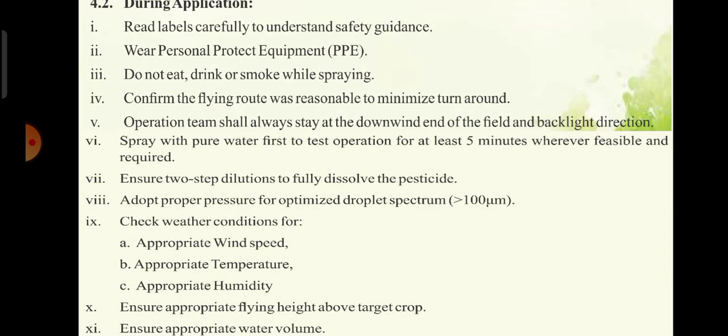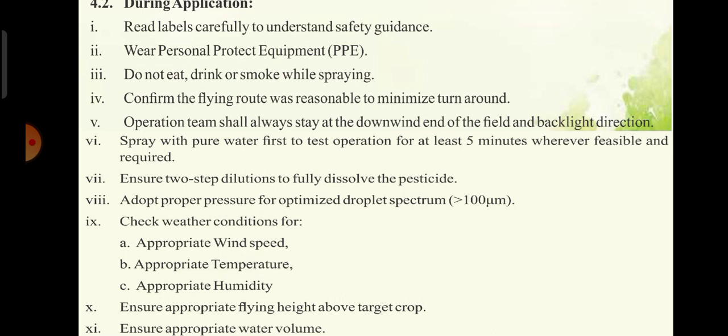Coming to the points during application. While applying, read labels carefully to understand safety guidelines. Wear personal protection equipment, because drones spray chemicals from a certain height and it may fall on any human being. So the person who is operating, or we may say the pilot, should always wear personal protection equipment. He should not eat, drink or smoke while spraying. Confirm the flying route is reasonable to minimize turnaround. The operation team shall always stay downwind of the field and in the backlight direction.